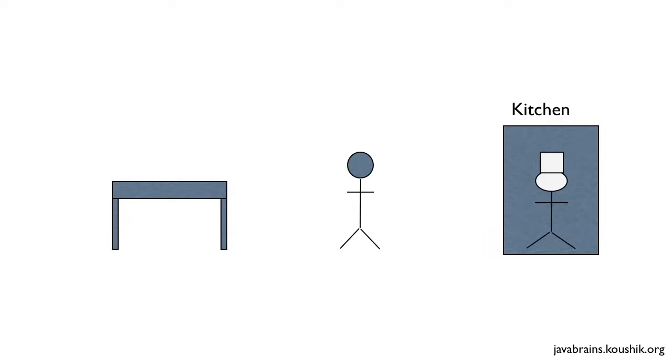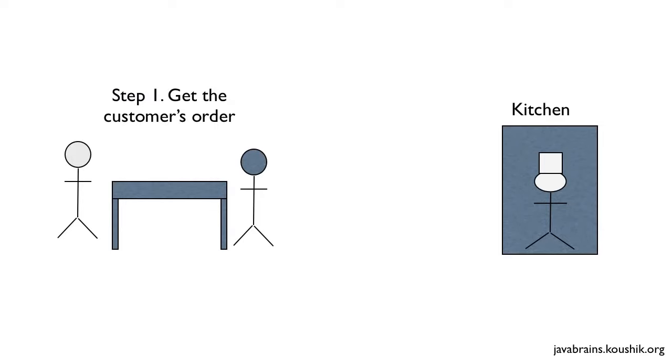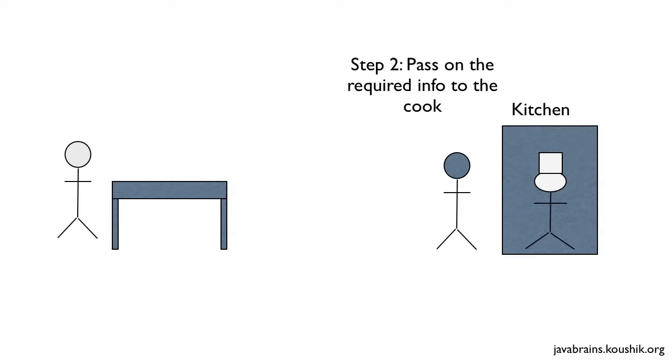Now, the cook works in the kitchen and the cook is not responsible for anything else apart from preparing the food. Now, with the cook in place, let's see how this flow changes. When a customer comes in, our stickman again goes and gets the customer's orders. Step 1, nothing has changed. Now, step 2, instead of the stickman actually preparing the food himself, he hands it over to the cook. So he passes on the required information for the cook to actually cook the food.